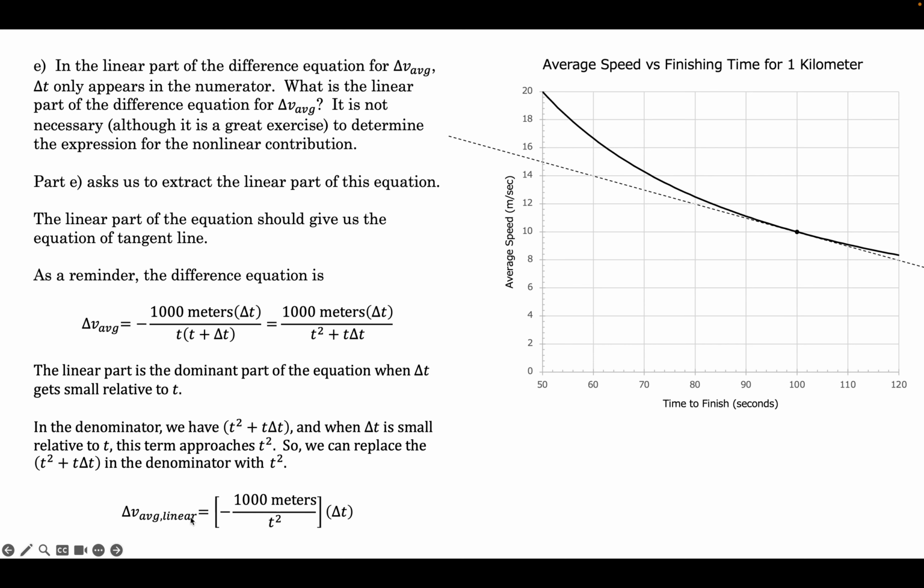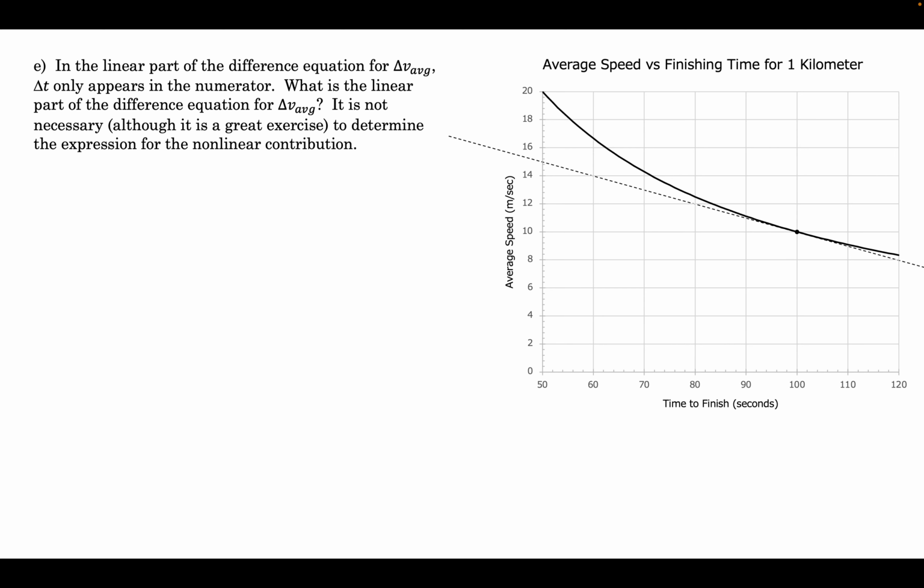The linear part of delta V average is minus 1,000 meters over t squared, times delta t. And it's important, if you're going to understand calculus, to figure out what this means. It relates the change in the time to finish the race and the change in the average speed along the line. If you wander far away from here, there's going to be a nonlinear part. This is only the linear part. This is an estimate. It should be really close when delta t is small.